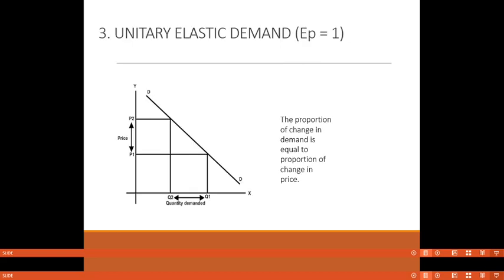And this unitary elastic demand, as we know, the proportionate change in the demand and the proportionate change in the price are equal. That's why the demand curve slopes downward, just like a 45 degree slant. You will see the percentage change in price and the quantity demanded is the same in the figure.